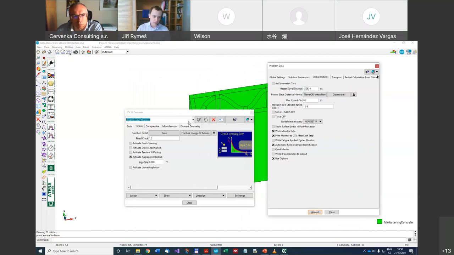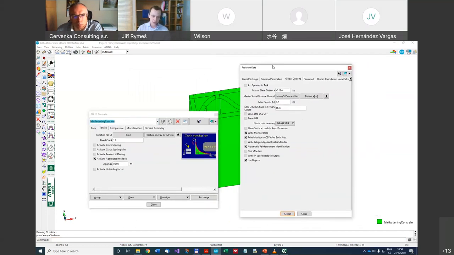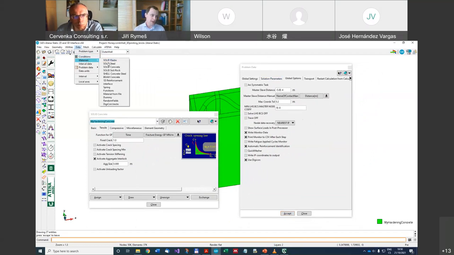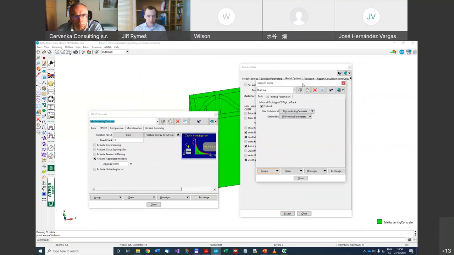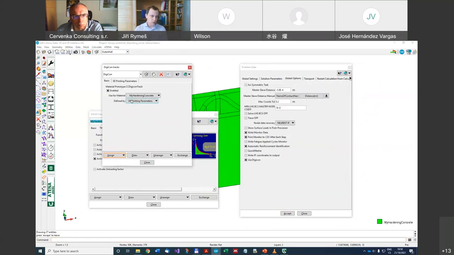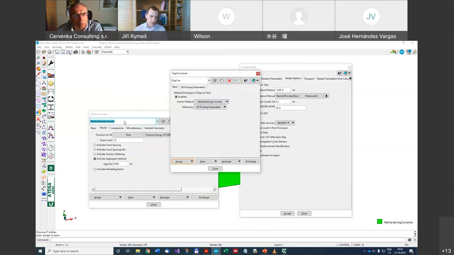So this is the material and the definition or activation of the digital printing in GID. And in here, materials and DGCOM tags, you can see that I'm using this 3D printing parameters, and I also choose the material name corresponding to the name of the material which is defined here.